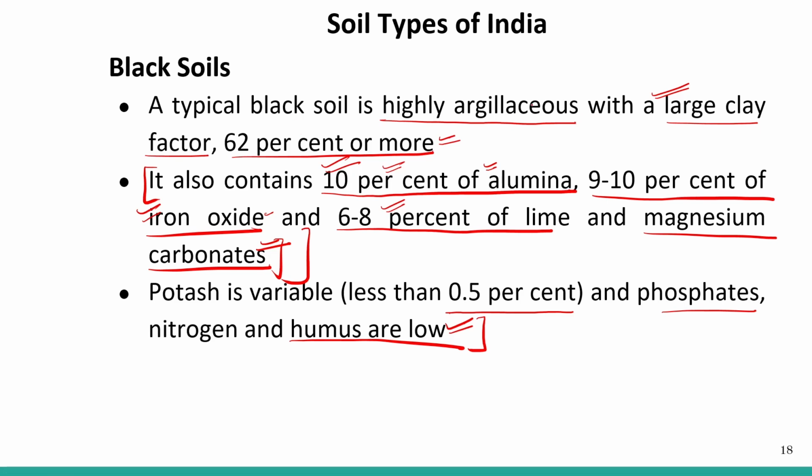So again, if we talk about the soil composition, they are black in color because they have large clay aggregates, that is, around 62% of the soil is clay. 10% of alumina is present, 9 to 10% of iron oxide is present, and 6 to 8% of lime and magnesium carbonates are also present. So these are the types of nutrients present in the soil. They have potash also, which is variable, less than 0.5%, and also phosphates. Nitrogen and humus are quite low in this particular type of soil.